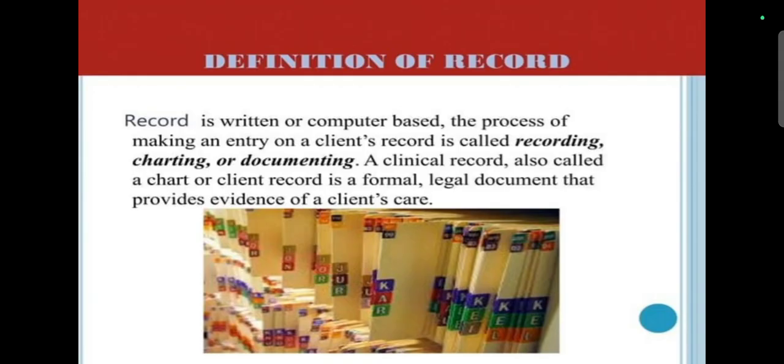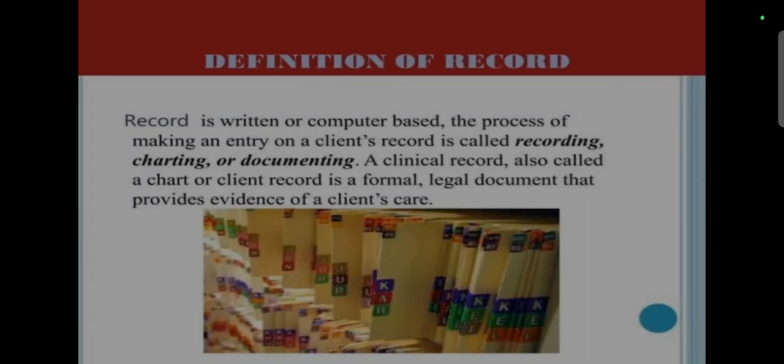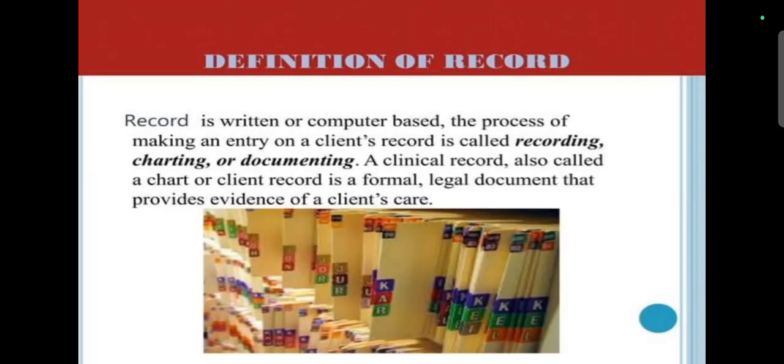A lot of formalities are there for making the different types of records. If the cases are medico-legal, and if they are death cases, a lot of formalities are required for making the medical records.